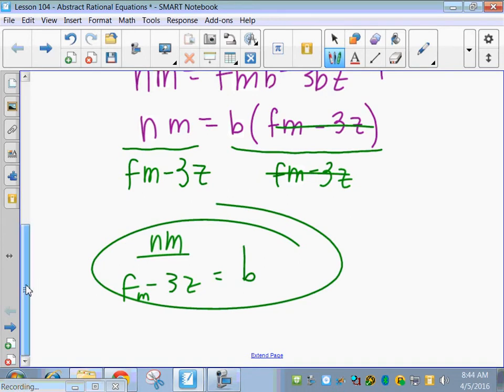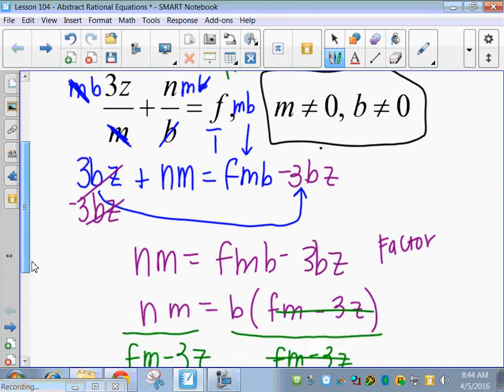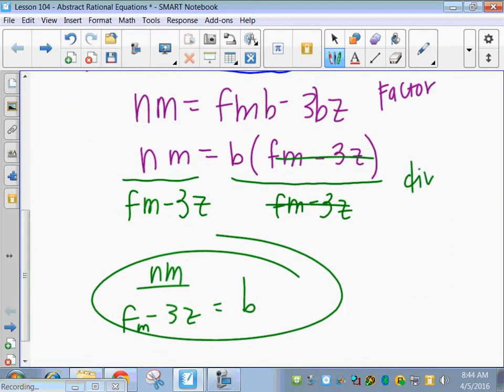So just a couple things you might want to write on your notes. First step is to fraction bust. Okay, we're going to fraction bust. Multiply by the common denominator. Second step is to gather the b's together. All right, gather those b's. So put them all on one side and anything else on the other side. Then factor, then divide. Okay, and then you're done.